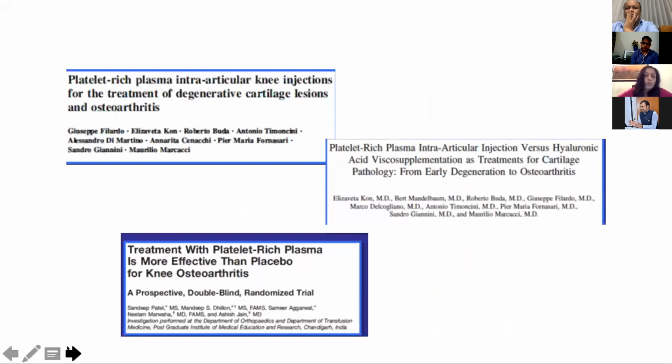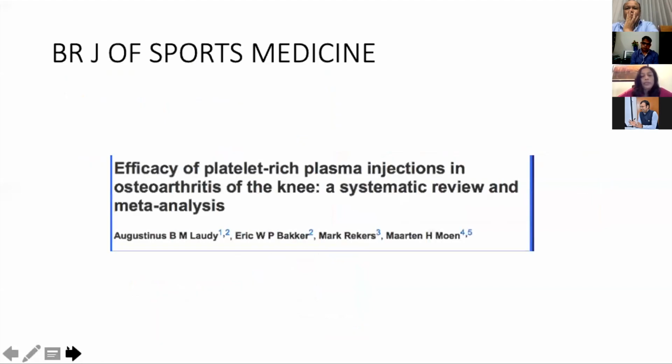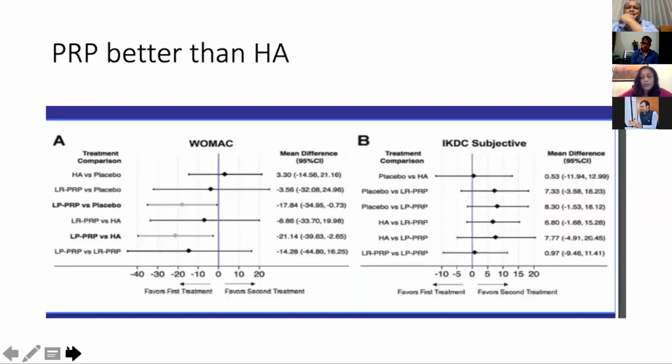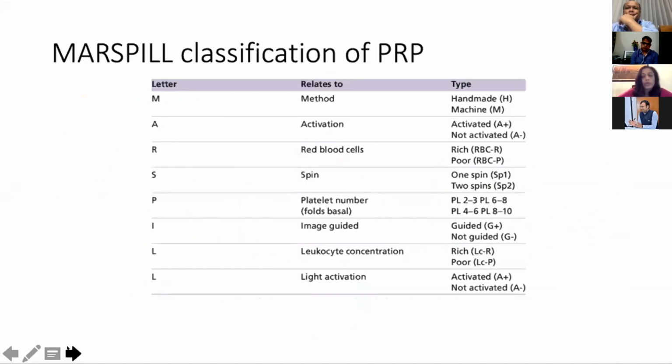So from the orthopedic literature, we have a lot of studies where platelets have been injected into joints and used for osteoarthritis, better than placebo. There's also been a meta-analysis from quite a few years ago comparing PRP to hyaluronic acid with very good results. The WOMAC scores and IKDC scores have all shown some improvements as compared to hyaluronic acid. So we can think about this as an option.